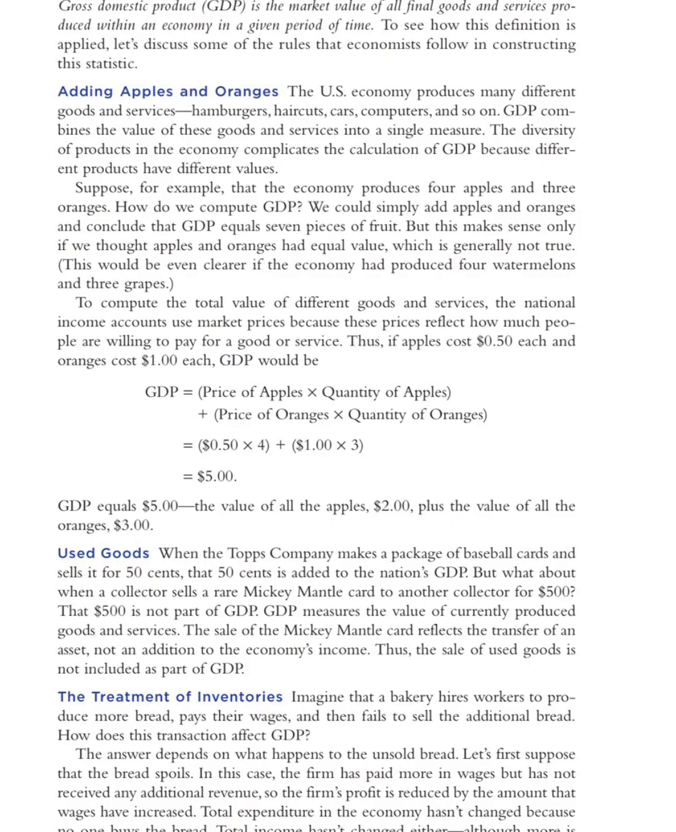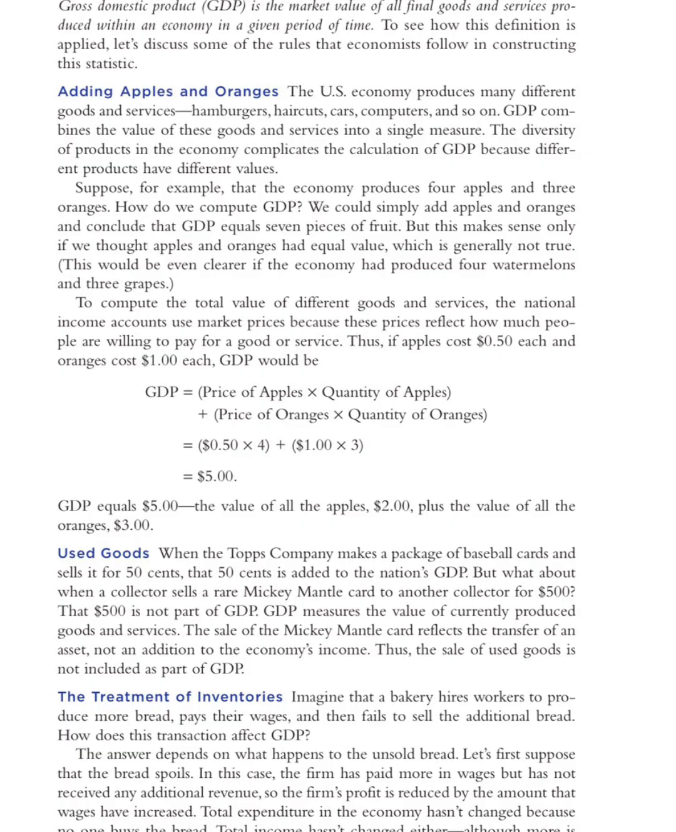Okay, now we look at what things we need to focus on. First, the definition of GDP, which is the market value of all final goods and services produced within an economy in a given period of time. So is work in progress counted in GDP? No, absolutely not. Work in progress is not counted in GDP according to this definition because it only includes final goods and services. So to see how the definition is applied, let's discuss some rules.